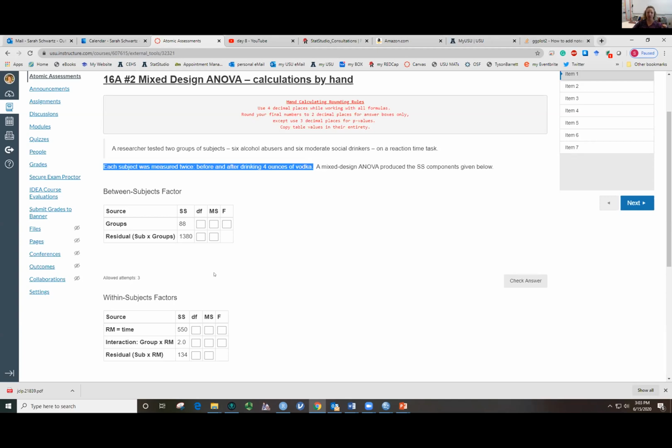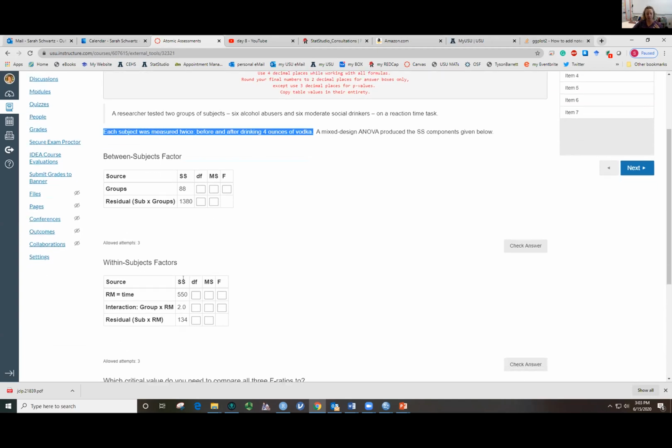points. Some software and some books teach it as one ANOVA table, but it can be split into 2 separate ANOVA tables. So this ANOVA table is split into the between subjects factor and the within subjects factor, and it has the sum of squares in it. We need to fill out the rest. So let's start with the degrees of freedom.